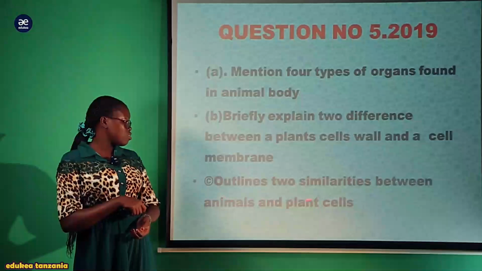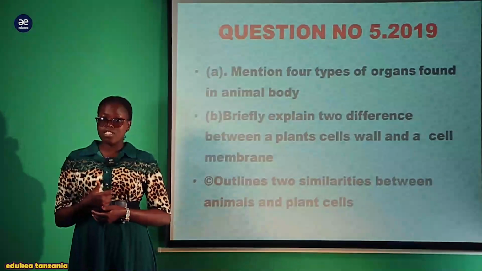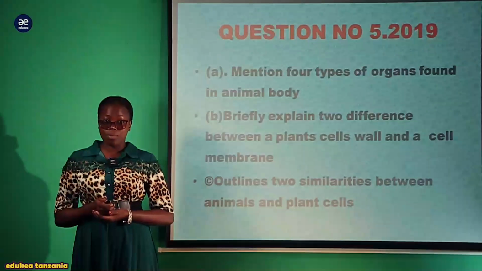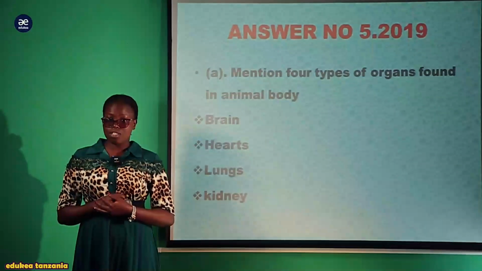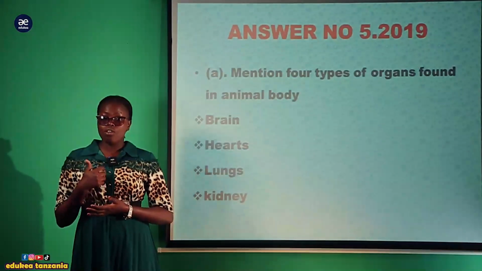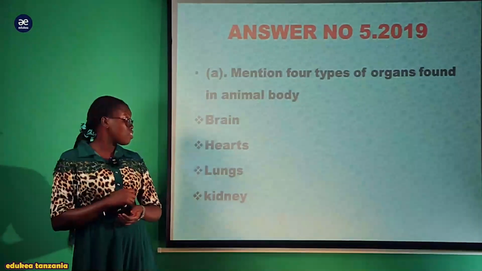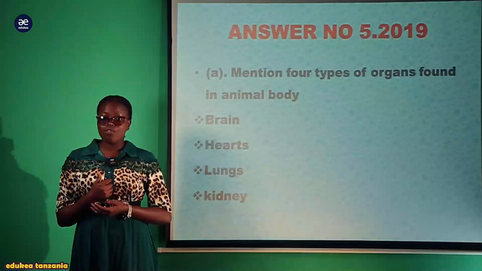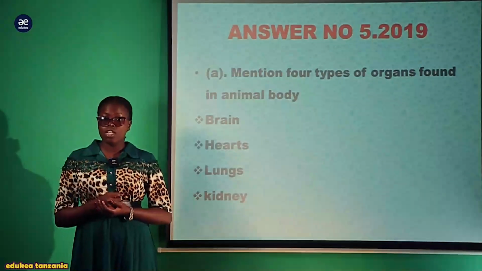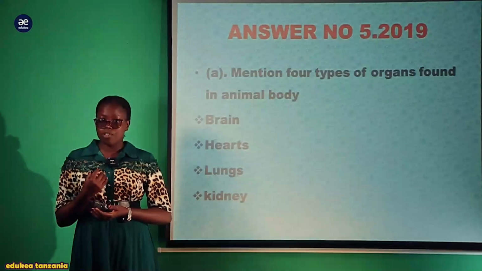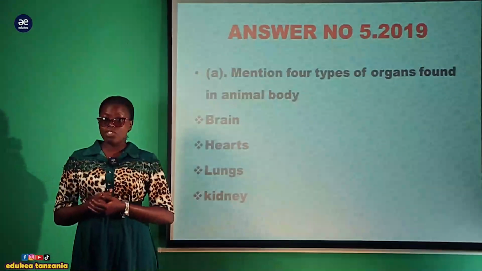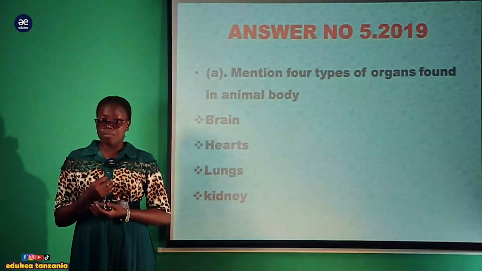This question needs you to give the similarities existing between these two eukaryotic cells, which are plant and animal cells. Now let us answer the question by starting with Roman A, which needs you just to mention four organs found in the human body. The first one is the brain, one of the first components of the central nervous system, which functions in receiving, interpreting, processing, and storing information. The second one is the heart. The main function of the heart is pumping blood throughout the body.